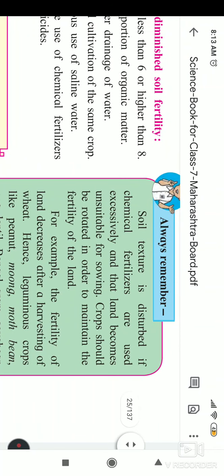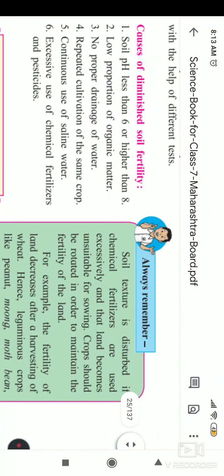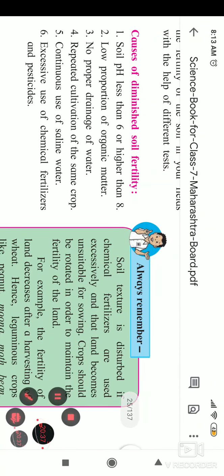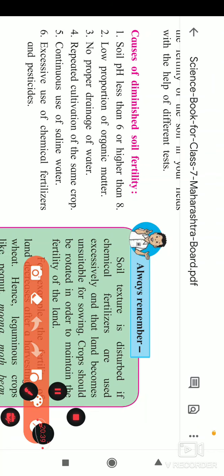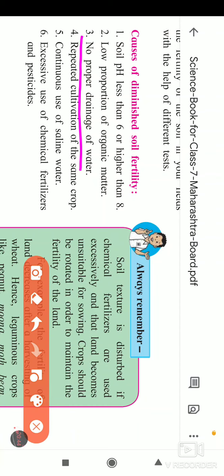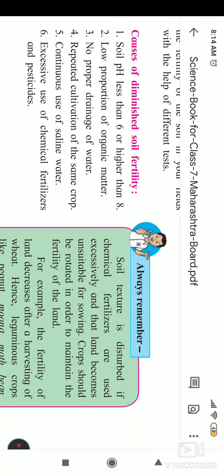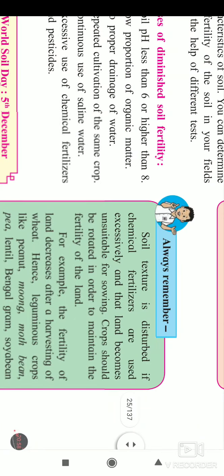So we have to avoid these things. Use the proper way of draining water, and we have to add organic matter into our soil. Then we have to take different crops; the alternate crop method we have to follow. So use fresh water instead of saline water, then your soil becomes fertile and good for the growth of the plants.